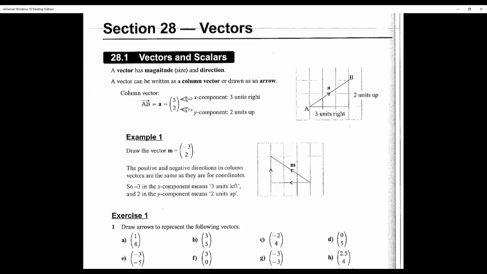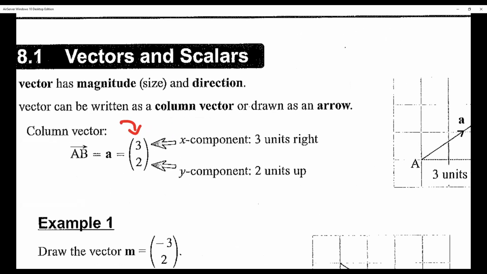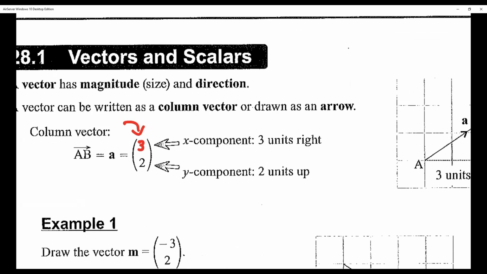Okay, so when we have a column vector, it is something that looks like this. What does the top number represent, Anaya? The 3. It represents going 3 to the right. Yeah, the x component of the vector. How much you're going right by.